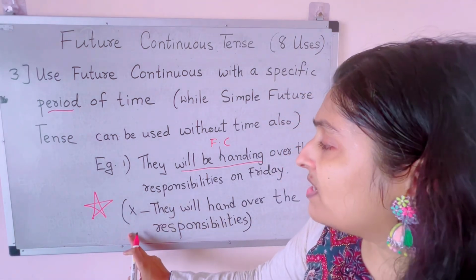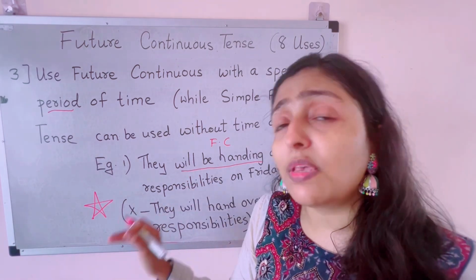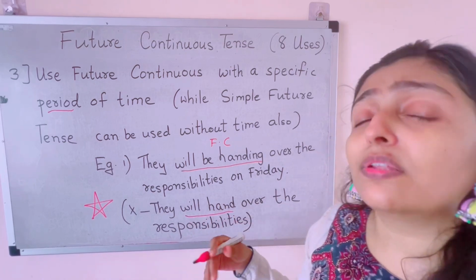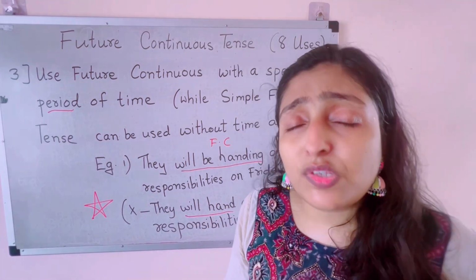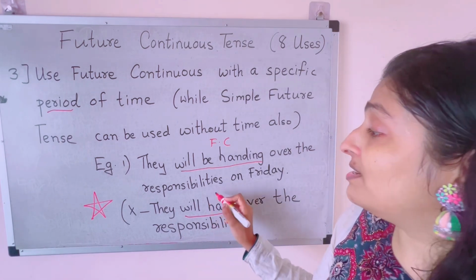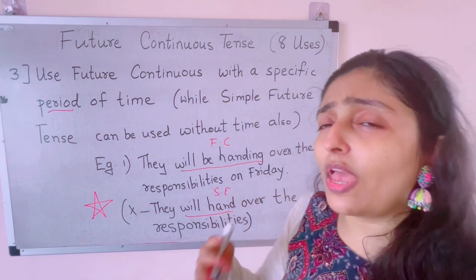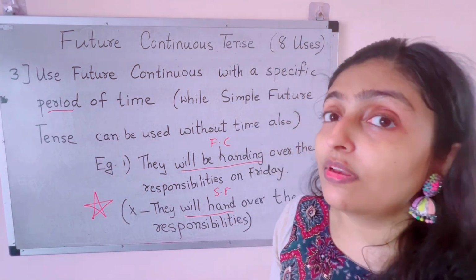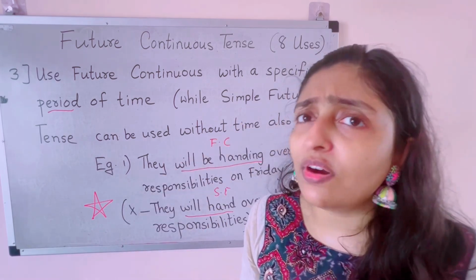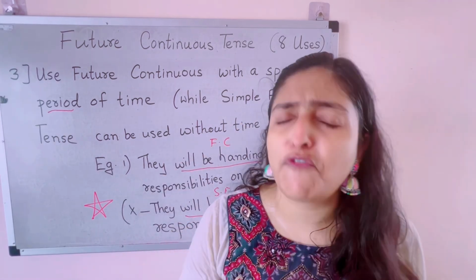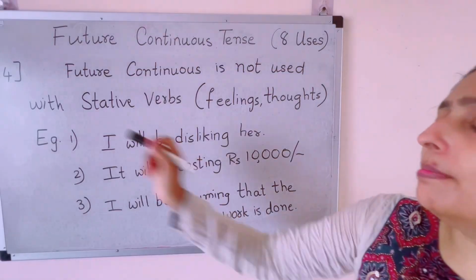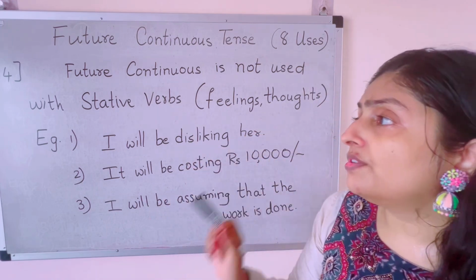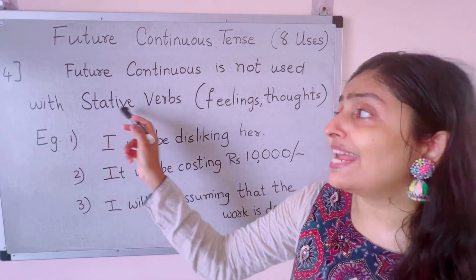And look at the next example, the same sentence in simple future tense. They will hand over the responsibilities. Here the time, the day or the date has not been mentioned. It's in simple future tense. So there is a doubt, there is an assumption here. They may or may not hand over. Okay, if I say they will be handing over, it means I'm sure, I'm definite. So rule number 4 is future continuous tense is not used mostly with stative verbs.